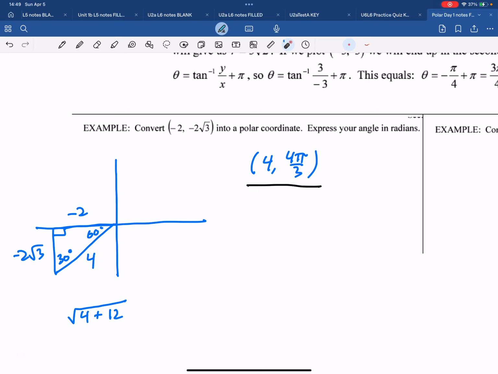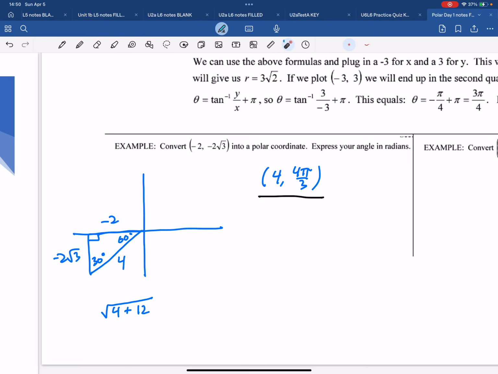And yeah, I'm just checking that everything works. So -2 squared is 4. -2√3 squared is 4 times 3, which is 12. So that makes sense here. If we want to give this as a polar coordinate, it's going to be 4, 4 pi over 3, right? Pi over 3 is the same thing as 60. So that's the angle, and that's the radius.